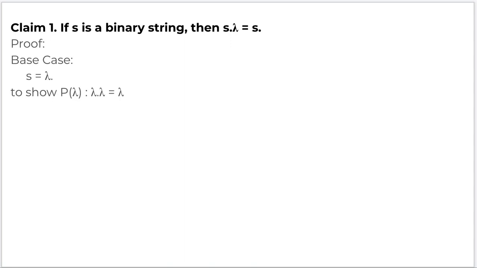So proof: the base case is S equal to lambda, and we have to show P of lambda, that lambda dot lambda is lambda. So if you concatenate the same string, you still have lambda, that is when S is lambda, right? So lambda dot lambda would still remain lambda, and we know that. If lambda is S, then S dot T is T. Here T is also lambda, so S dot lambda would also be lambda, as desired.